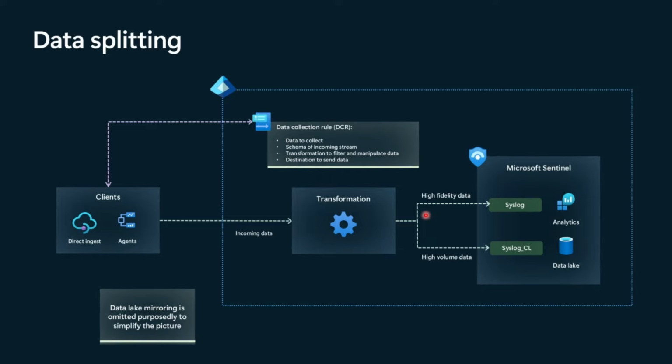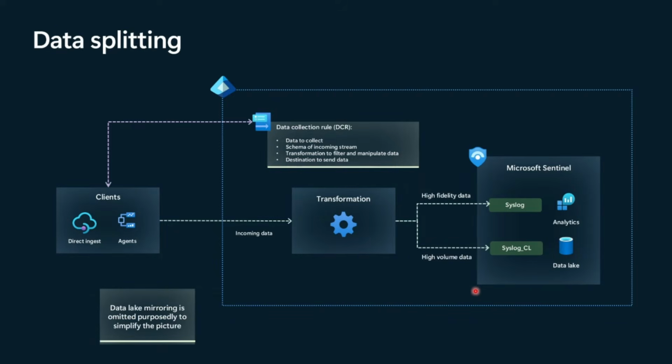So in my case, I would say, hey, high fidelity data, I want it to keep going to the analytics tier, to the syslog table. But high volume data that is not so interesting for my detections, I want it to be sent directly into the data lake tier with a custom log table, syslog_CL. The schema will be exactly the same between the two tables, but there will be two tables, one native and one custom log.